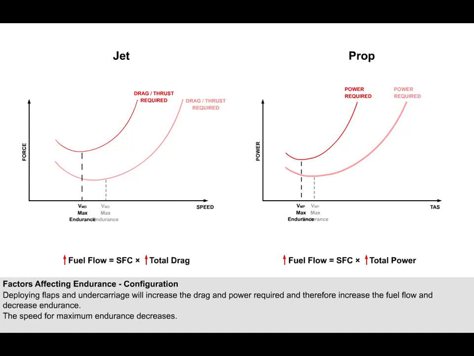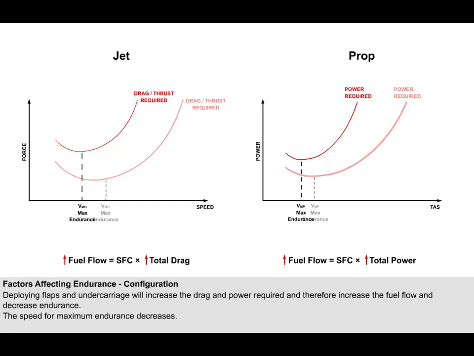Looking at the jet diagram, which uses the drag curve, you can see that with the gear and flaps deployed, the aeroplane has more drag and therefore requires greater fuel flow. But notice that the speed for maximum endurance, VMD, is now lower.